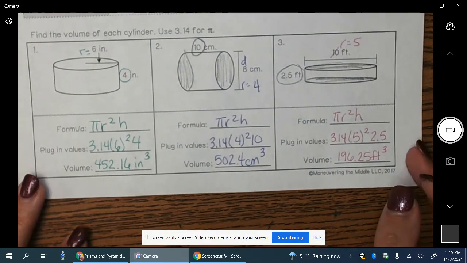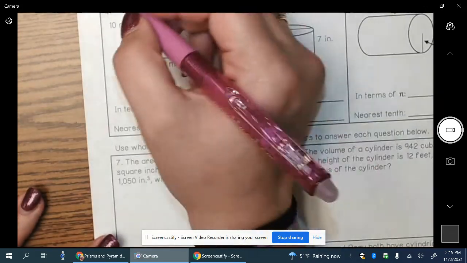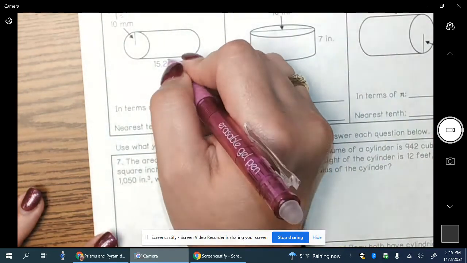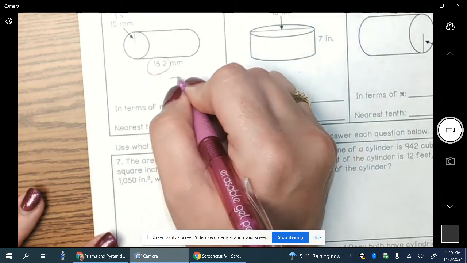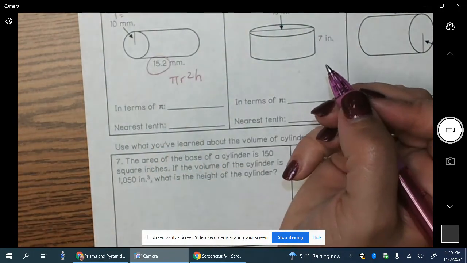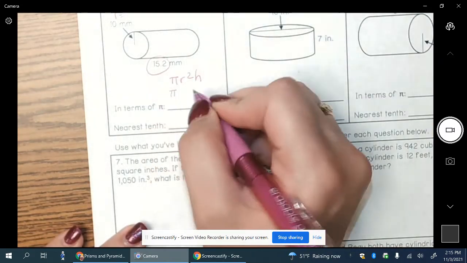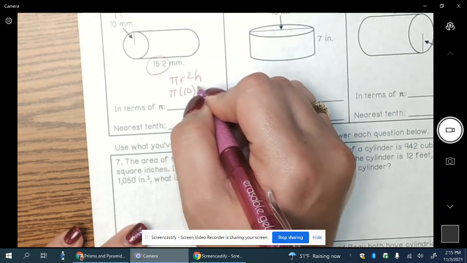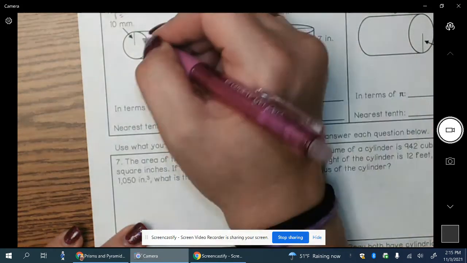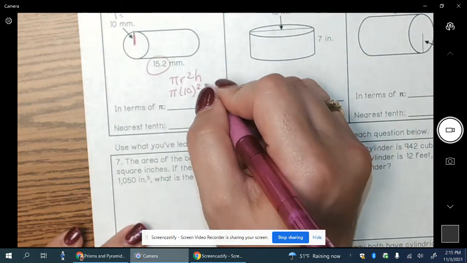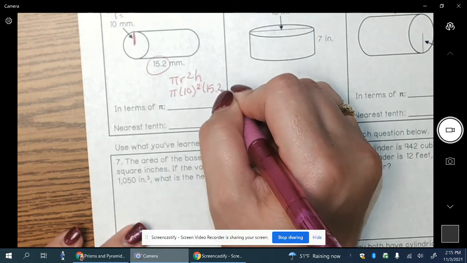Okay, so first thing we want to do is ask ourselves, do we have the radius? Yes. Okay, do we have the height? Yes. So pi r squared h. Now we are leaving pi. What's the radius? 5. And then what's the height? 15.2.